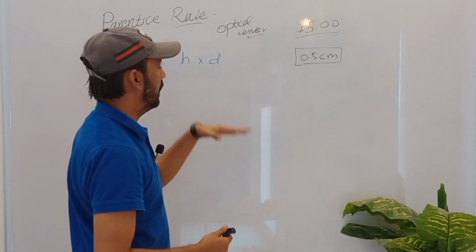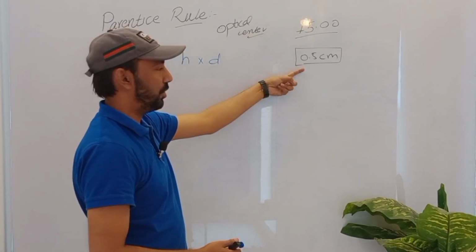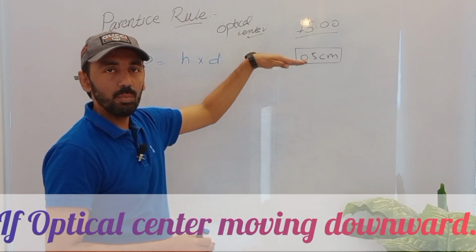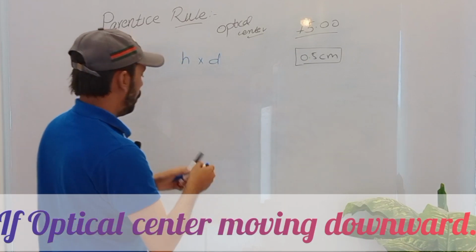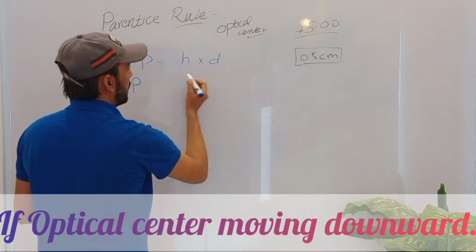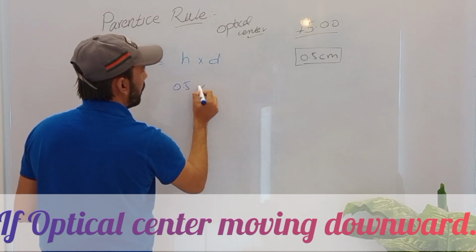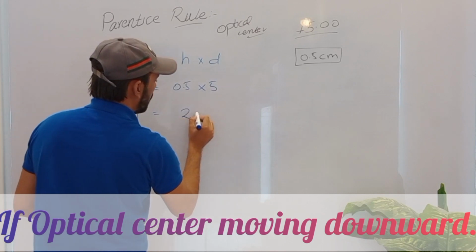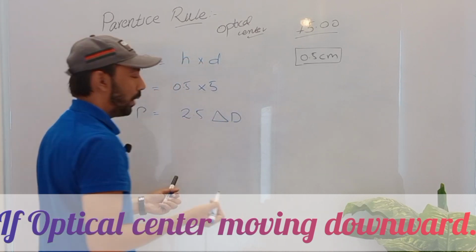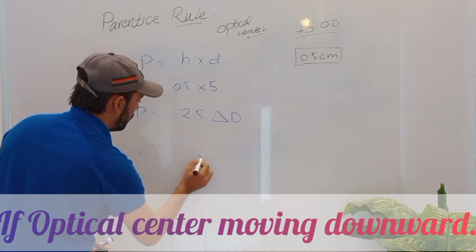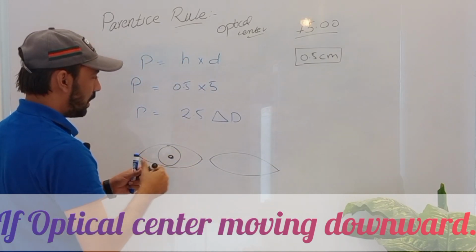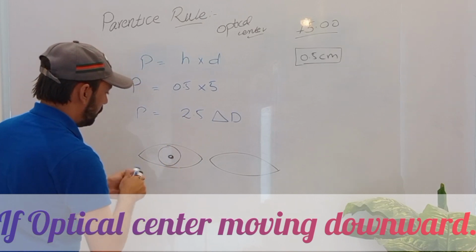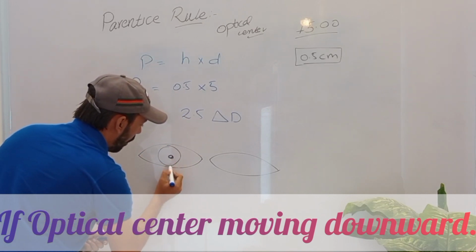Now another question, if our power of the lens is the same, and the decentration is the same, for example, and this time our lens is moving downward. Our optical center of the lens is moving downward from the patient's pupil. So again, decentration is 0.5, power of the lens is 5, the prismatic effect will be 2.5 prism diopter. But what will be the orientation of the prism? Now our plus lens, or the optical center of the plus lens, is moving downward. So this is the center of the pupil, and now the optical center is down here.